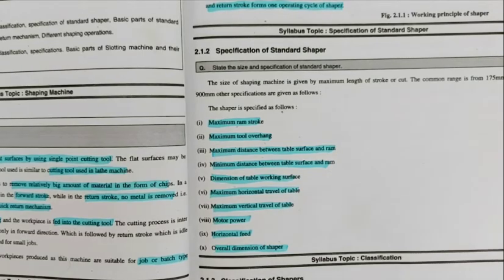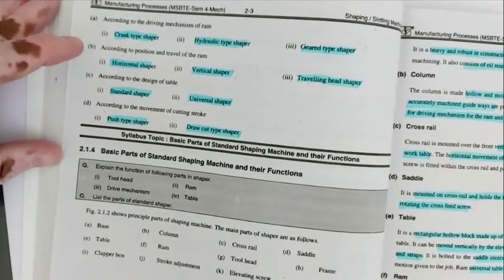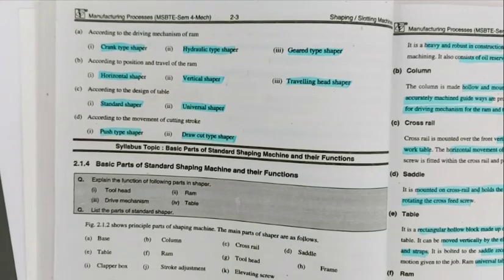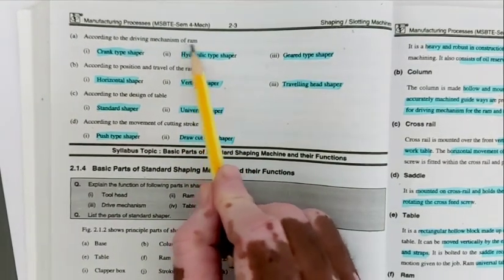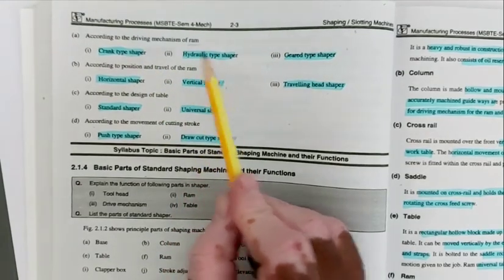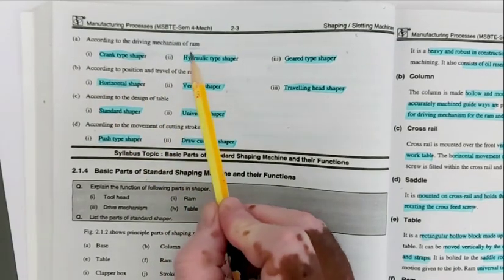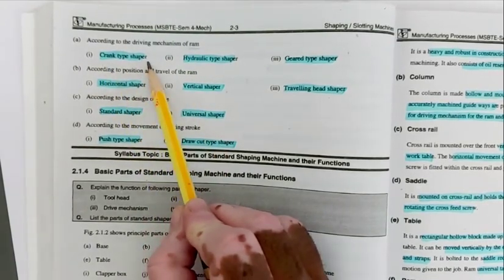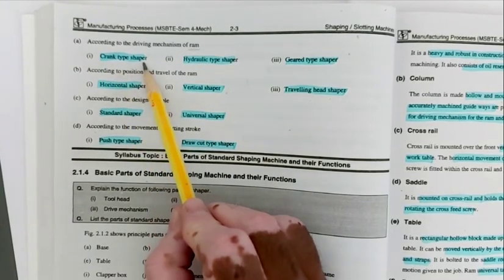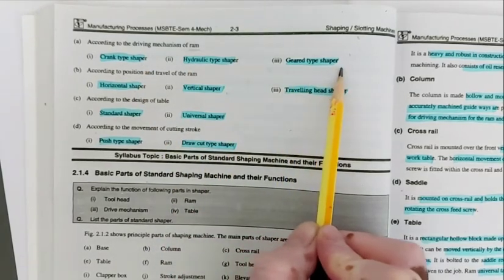Now, classification of shaper. A shaper can be classified according to the driving mechanism of the ram. As we know, the ram reciprocates, so this reciprocating motion is given by which mechanism? According to driving mechanism: crank type shaper, where the ram movement is by a crank, that's why it is called a crank type shaper; hydraulic shaper; and geared type shaper.